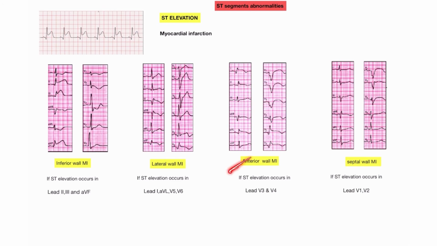Anterior wall myocardial infarction: if the elevation occurs in leads V3 and V4, this is called anterior wall myocardial infarction.